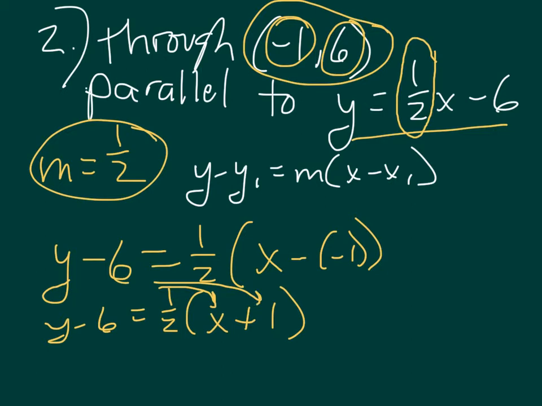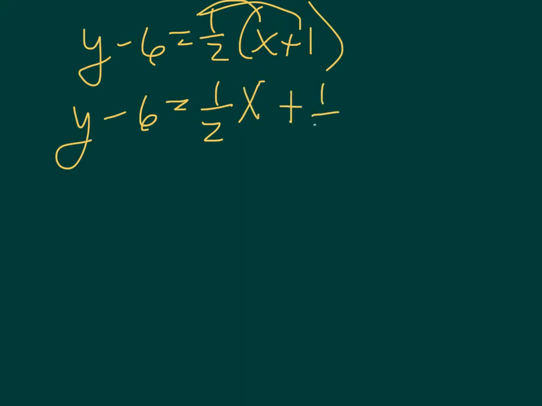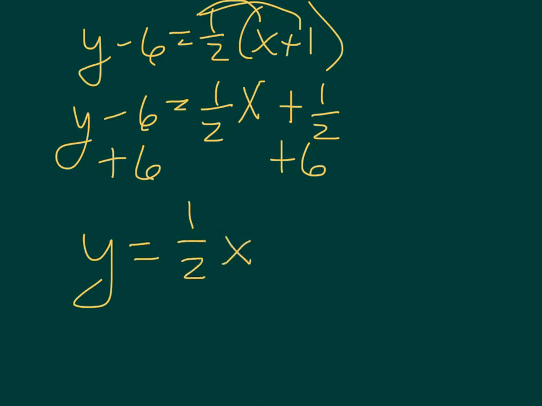I distribute the 1/2 over to the x as well as to the 1. So that gives me y minus 6 equals 1/2 x plus 1/2. Still not done yet. I've got to get the minus 6 out of there, so I'm going to add 6 to both sides. Therefore, I am left with y equals 1/2 x plus 6 and 1/2. And I can keep it just like that.